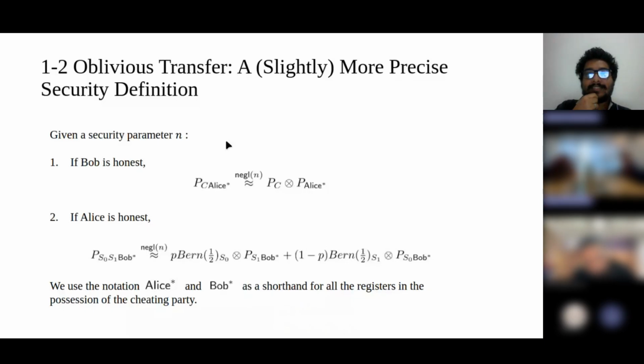Just a quick thing. In this distinguishing game between the two distributions, is the probability half, or do you take it to be half plus negligible, or is it exactly half? No, there is no half. It's like the one norm of P minus Q is negligible. If it were half plus negligible, then I would be able to distinguish very nicely, right?